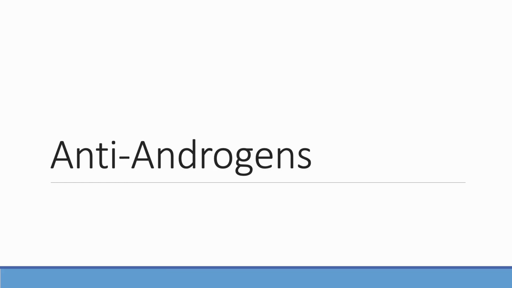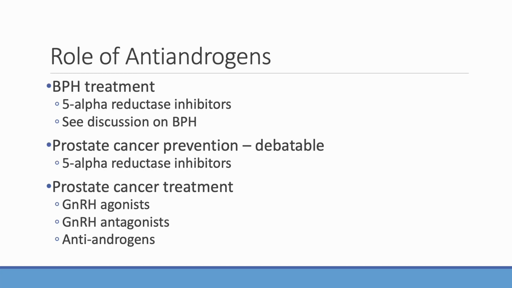So now let's switch roles and talk about the anti-androgens. The anti-androgens are going to be used for treatment of BPH, or benign prostatic hyperplasia, which we will have more detail about in a separate lecture. But we may see the 5-alpha reductase inhibitors used again in prostate cancer prevention. And then for prostate cancer treatment, we can see our gonadotropin-releasing hormone agonist or antagonist, along with the anti-androgens.